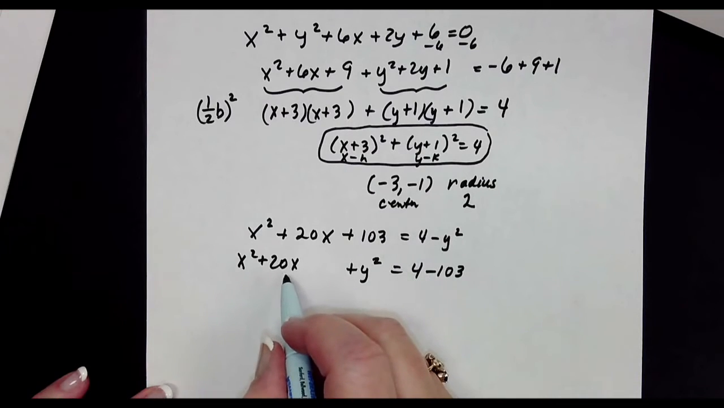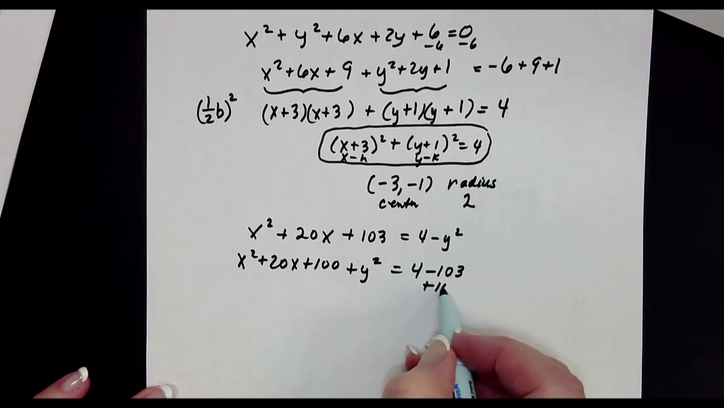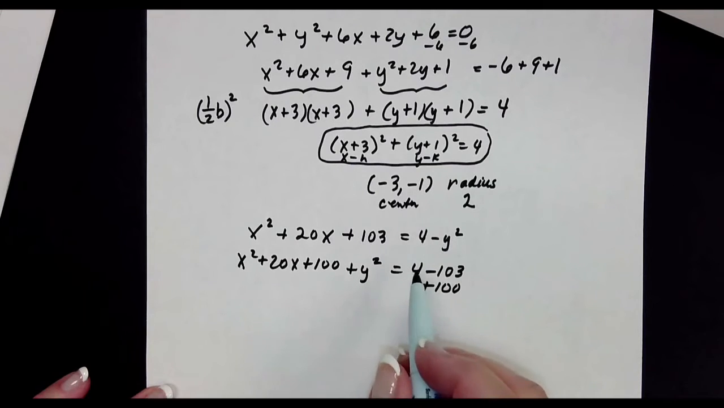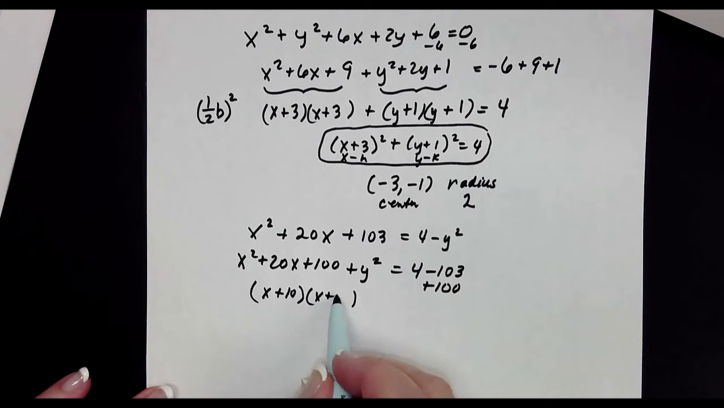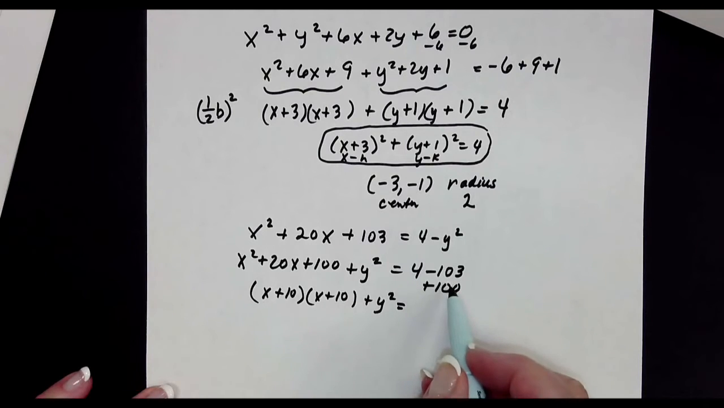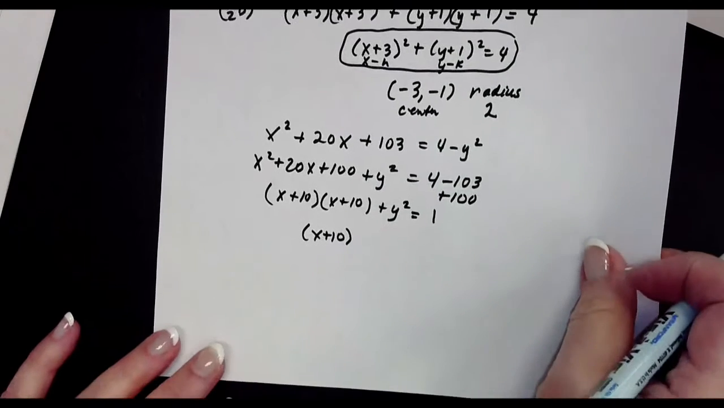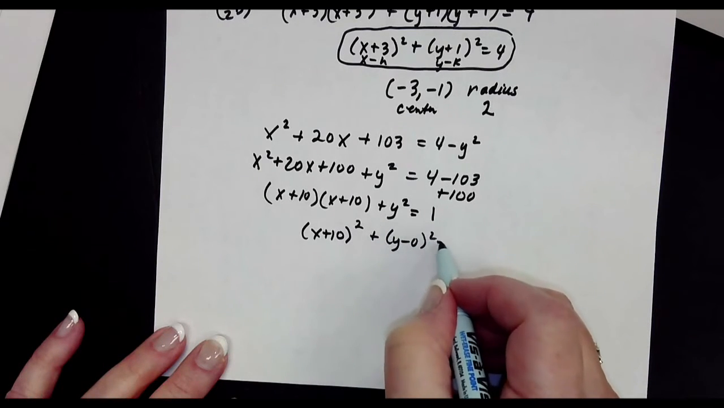So now I'm going to take half of b and square it. So that's going to give me 100. And over here I put plus 100. Now the y squared's already set because it doesn't have a middle term, so we're just going to leave that as y squared. So this is going to factor. So I get x and x plus 10 and plus 10 plus y squared equals, what you have here is 104 minus 3 gives me a 1. So I get x plus 10 squared plus y minus 0 squared equals 1.